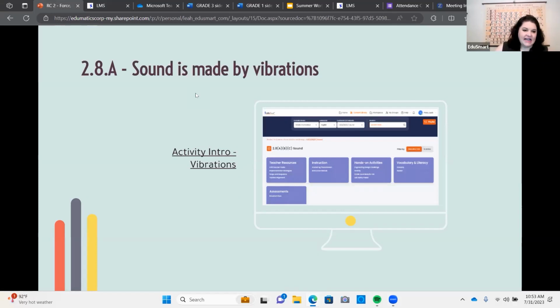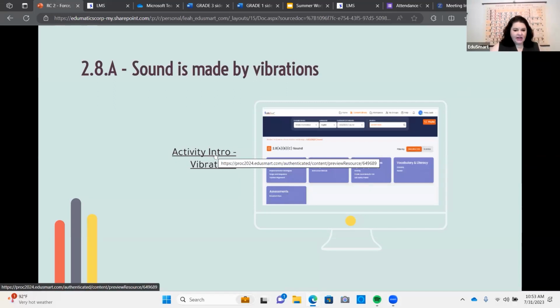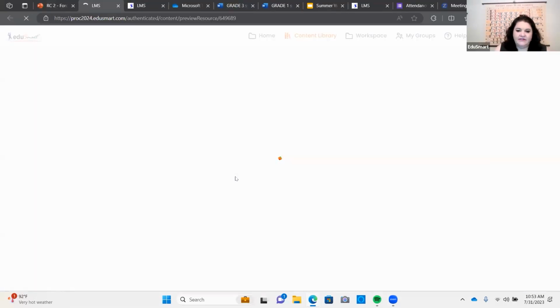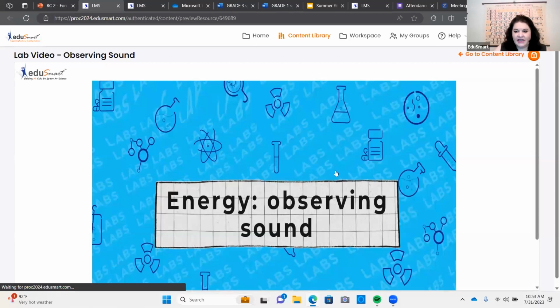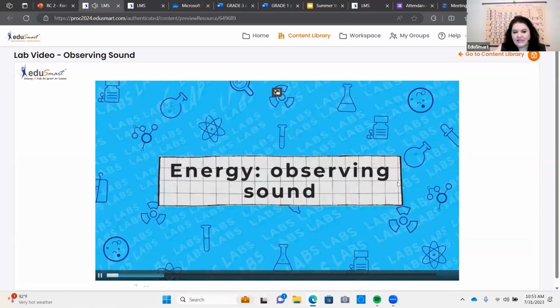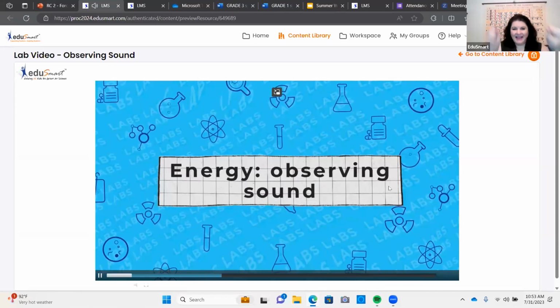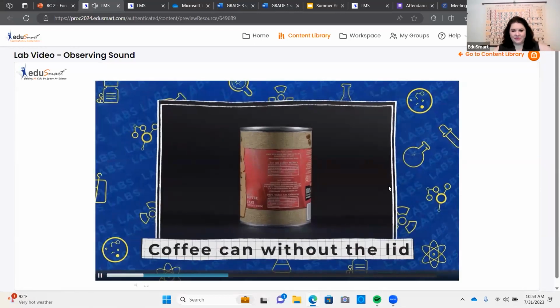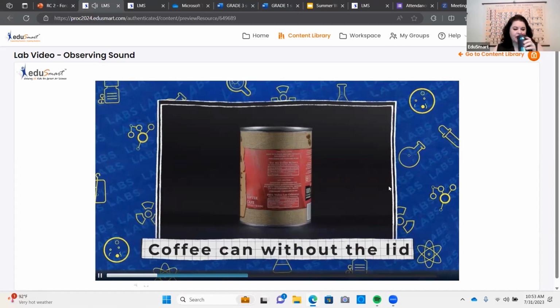In second grade, we talk about sound being made by vibrations. And I'm going to show you an activity. It's actually for a different grade level, but oh my gosh, is this like the best way to show how sound works? So simple. You can do this as a demo.